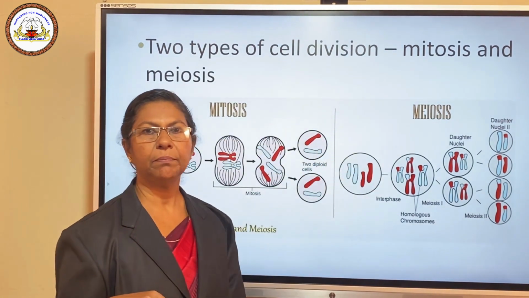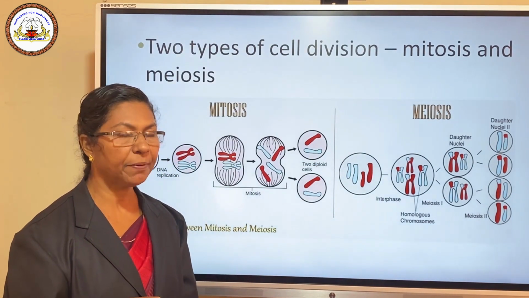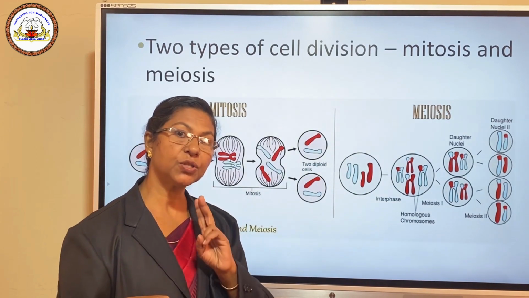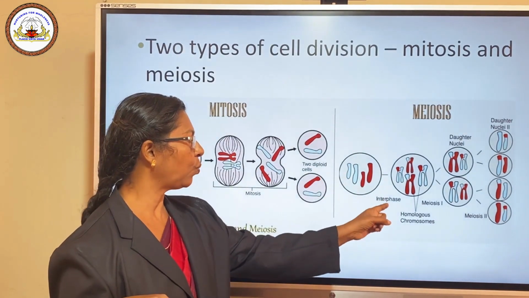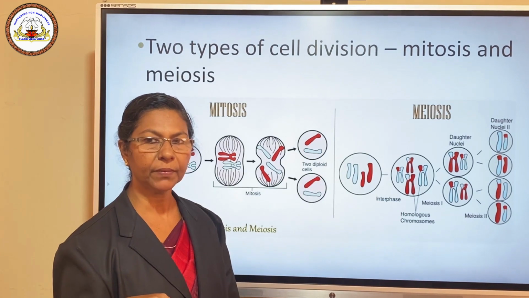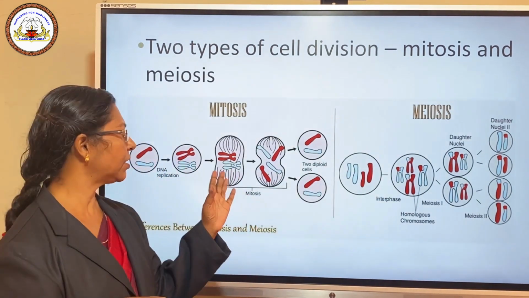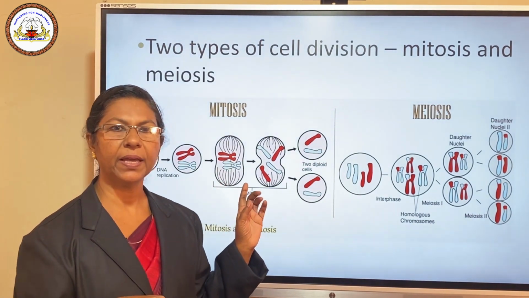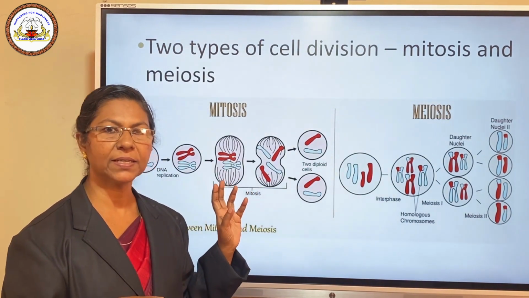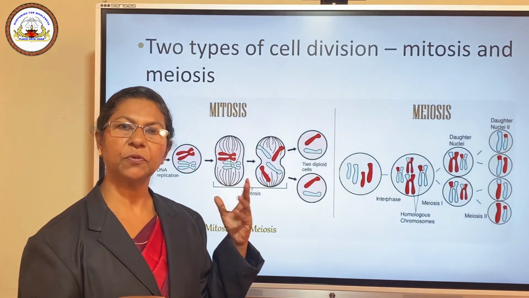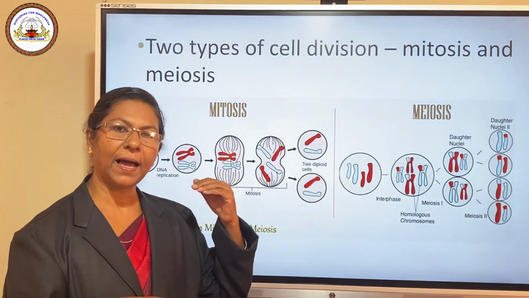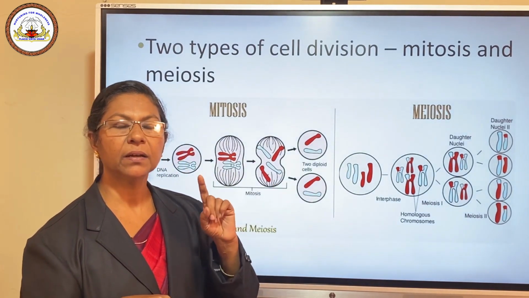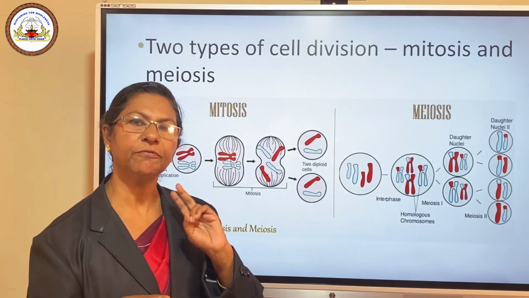But meiosis takes place in reproductive cells or sex cells. In meiosis, the difference is that there are two divisions, meiosis 1 and meiosis 2. Meiosis 1 is similar to mitosis: the chromosome first duplicates and 46 pairs of chromosomes form, and the cell is equally divided to form two daughter cells. Each cell gets the same chromosome number as the parent, 46.